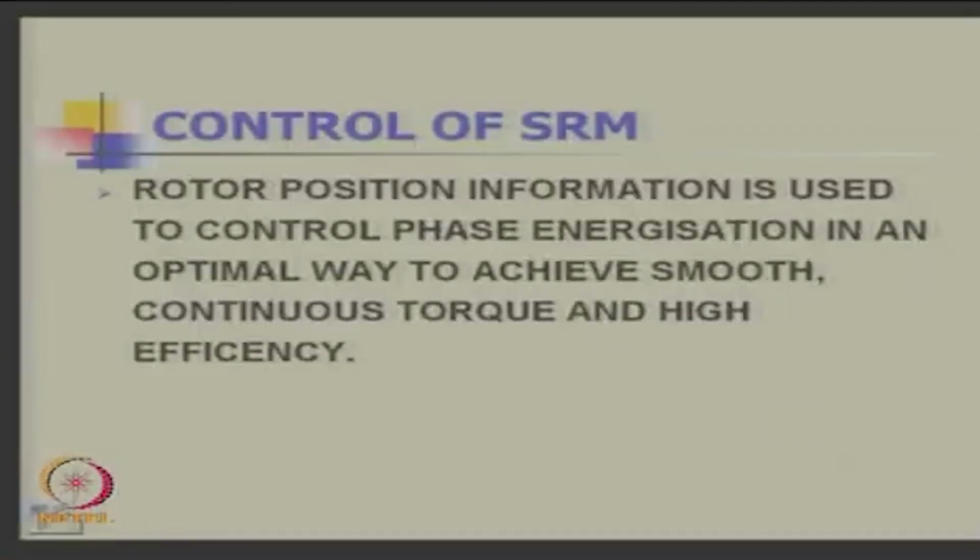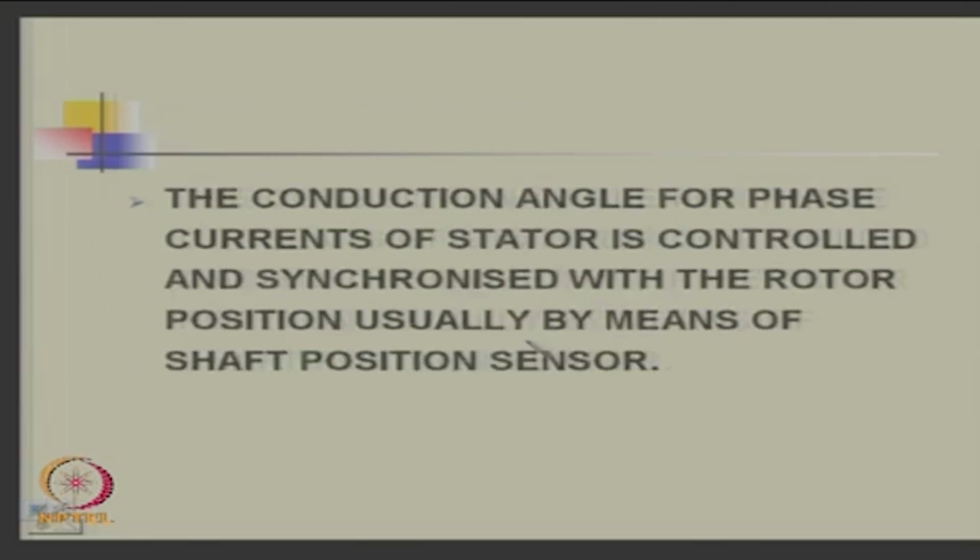Therefore, rotor position sensing incidentally is very critical in this machine, right. Information used to control the phase energization. So, what phase is to be energized, okay. Even a wrong phase energization may create problems. So, this is one of the factors you need to know. Rotor position information is used to control phase energization in an optimal way to achieve smooth continuous torque and high efficiency, okay.